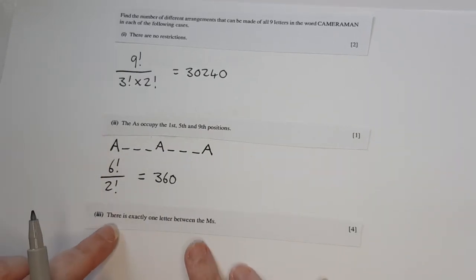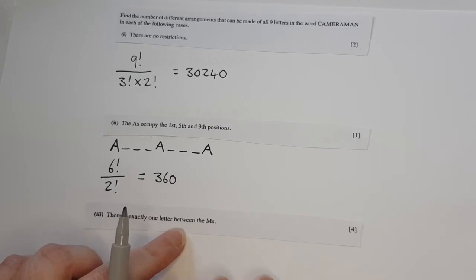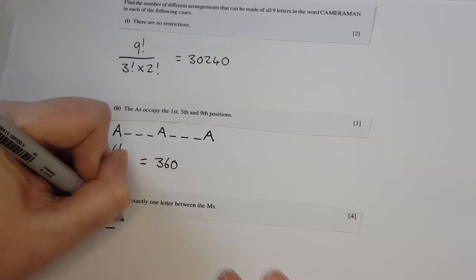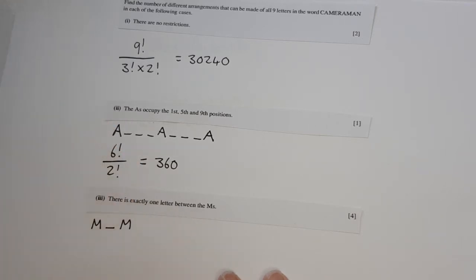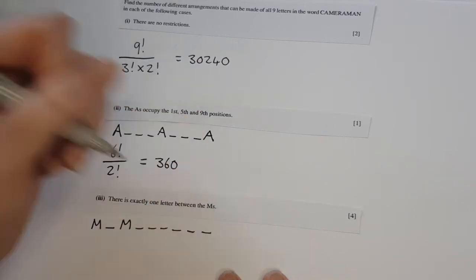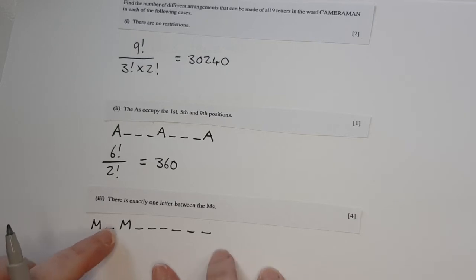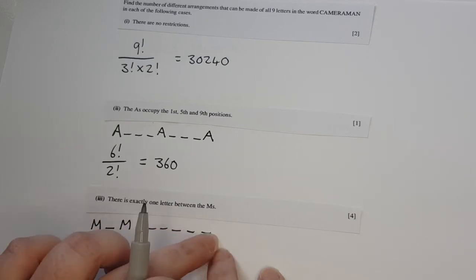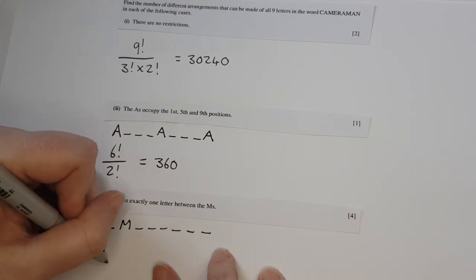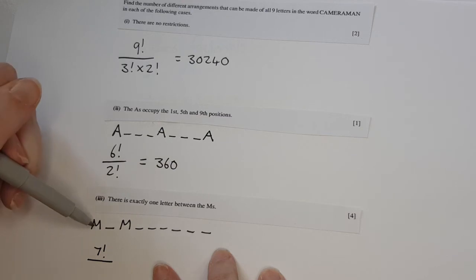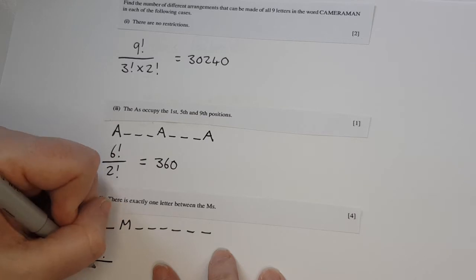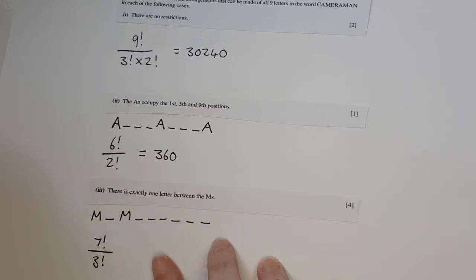And then there is exactly 1 letter between the M's. So that means I have an M, a letter, and an M, and then all the rest of the letters. So 1, 2, 3, 4, 5, 6, 7, 8, 9. Then I have 1, 2, 3, 4, 5, 6, 7 places to fill, so I can say 7 factorial. Removing my repeats, because now the M's have their places, but the A's could be anywhere, so I remove the A's by saying 3 factorial.